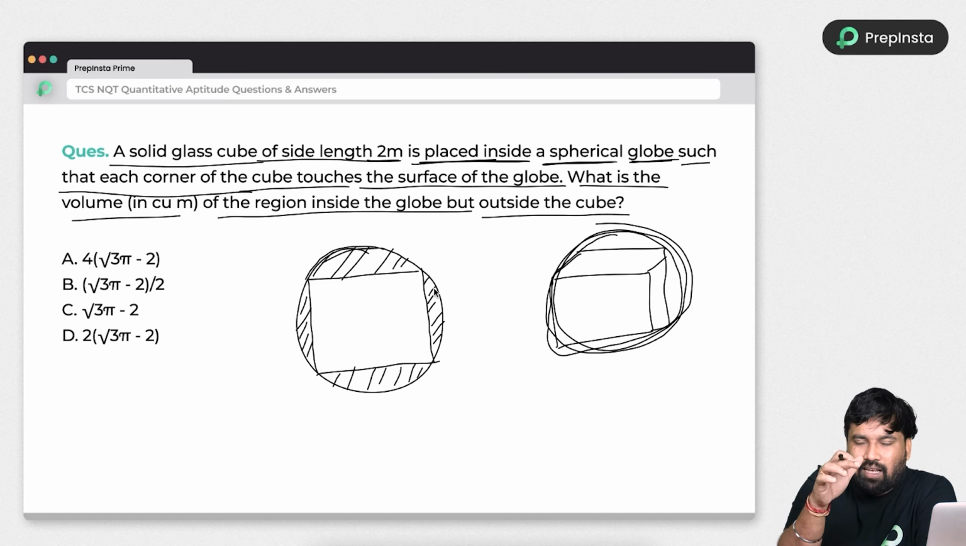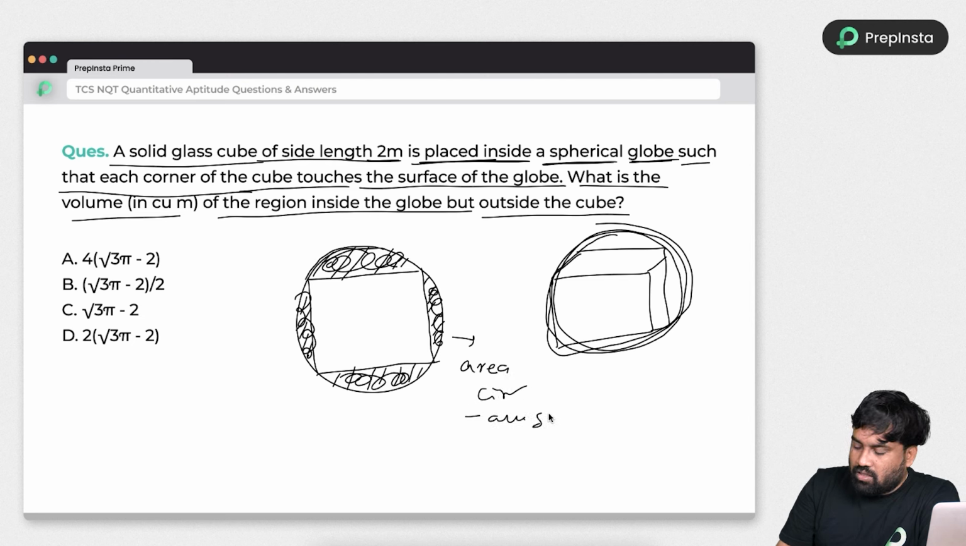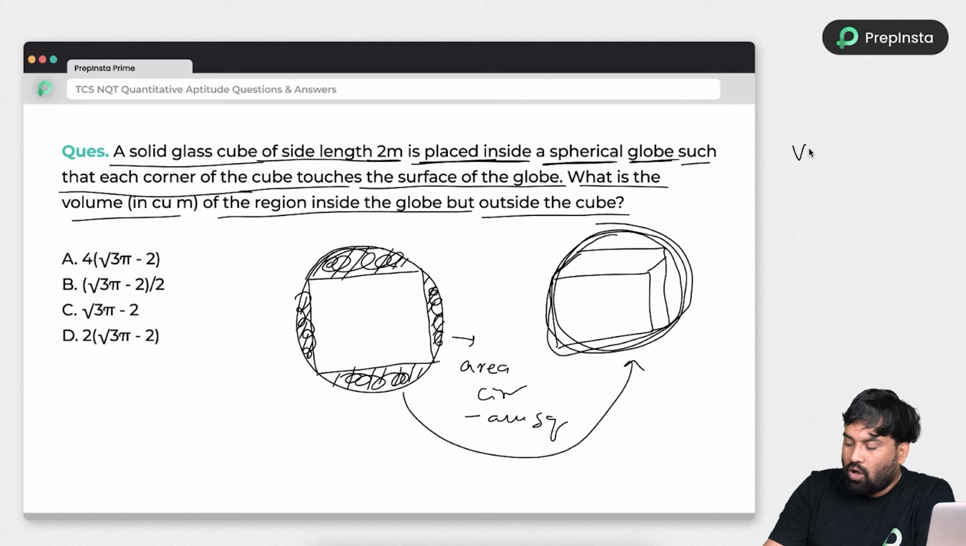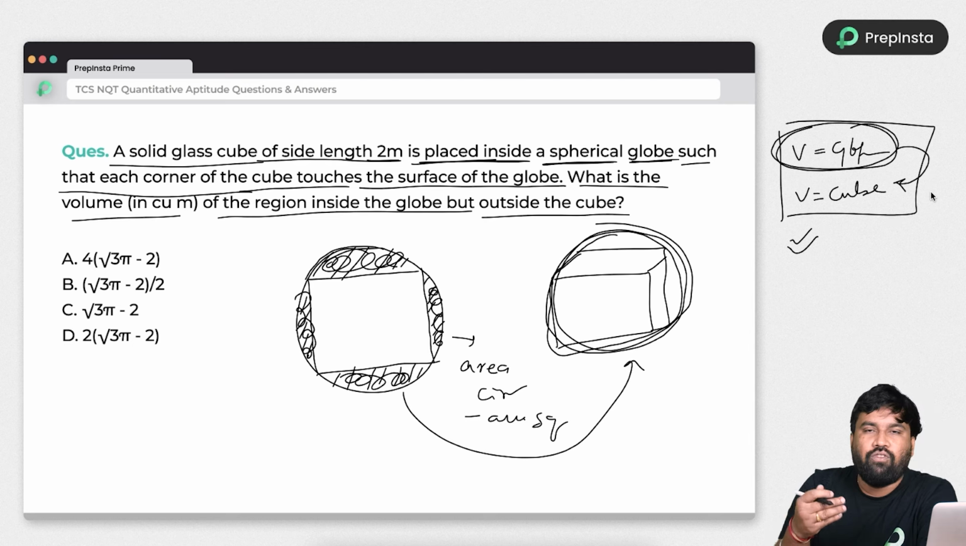So inside the circle, outside the square is the region you need to find. In two dimensions, we will find the area of the circle minus the area of the square. But when it comes to three dimensions, it is the volume of the globe or sphere and the volume of the cube. Find and take the difference, and the answer will be complete. The globe is the bigger one, so globe minus cube we need to do.